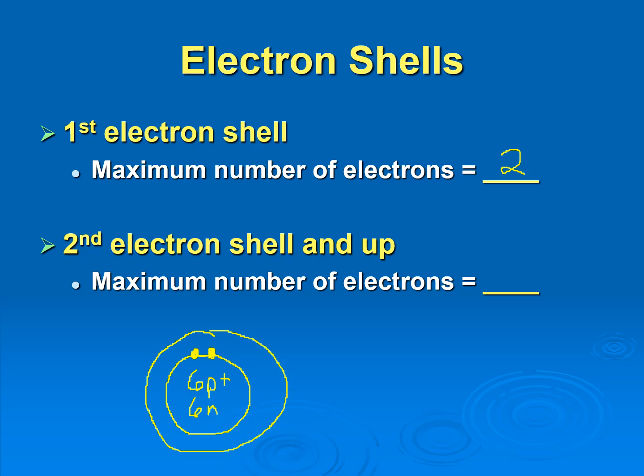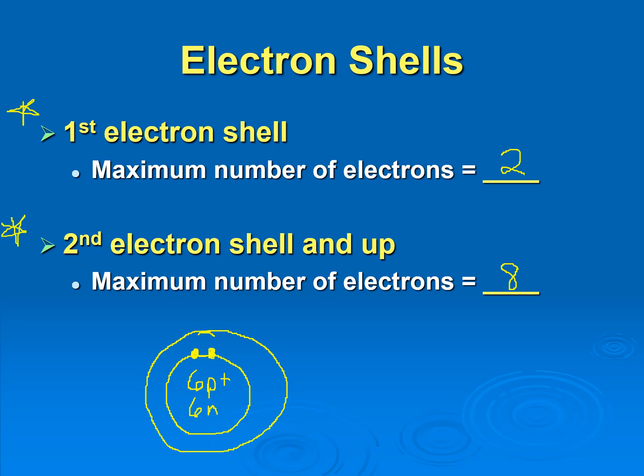All right, so the second electron shell, because we still have 4 more electrons to go. The maximum number of electrons in the second electron shell or third electron shell and up, the maximum number of electrons that you can fit would be 8 electrons. Okay, so this would be good to remember.